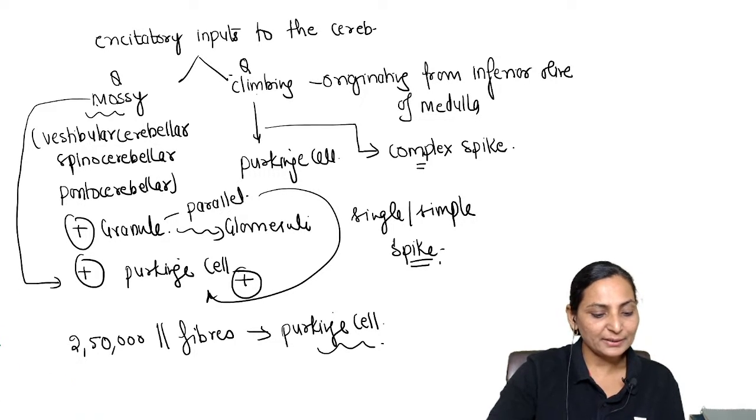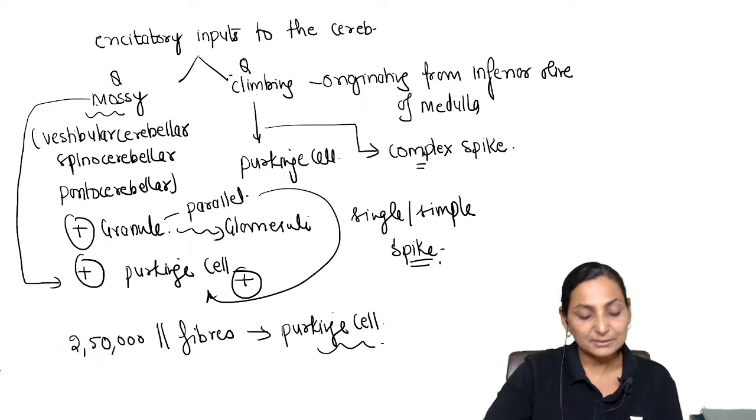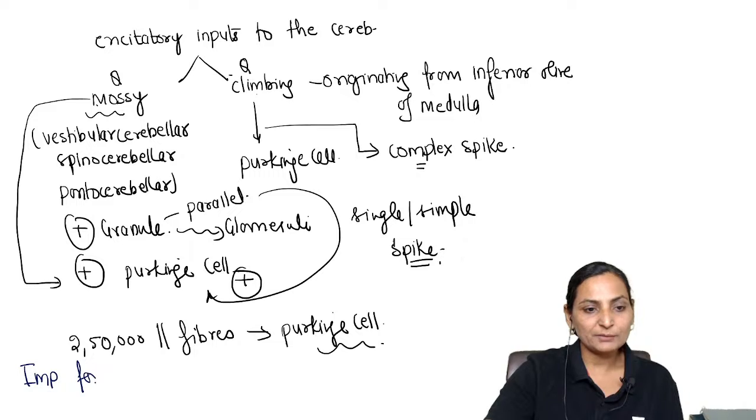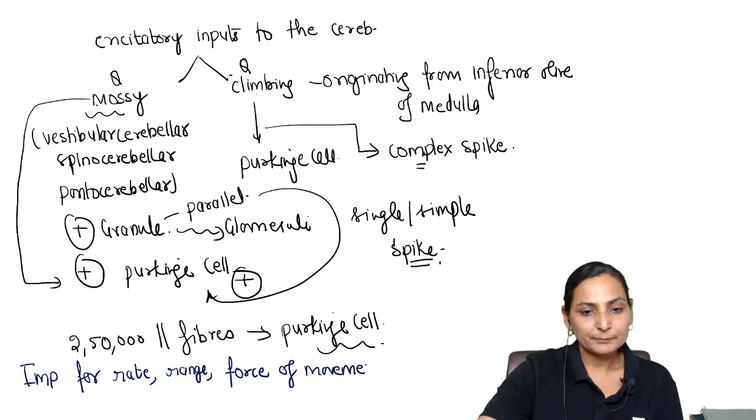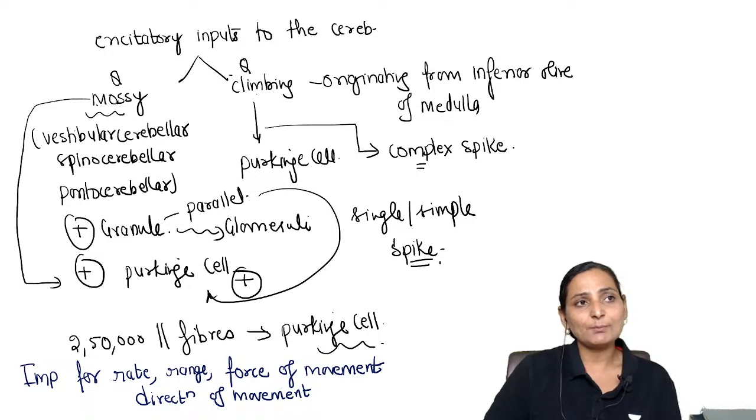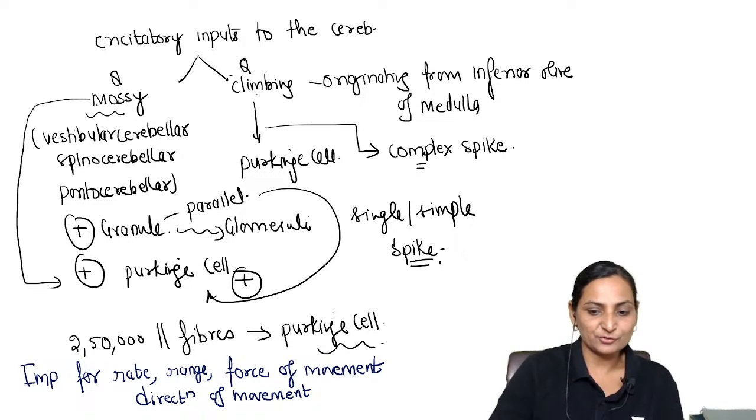The advantage is that these types of inputs, which are inhibitory, are responsible for a very important role of the cerebellum. We know that the cerebellum is important for the rate, range, force, and direction of movement, that is, the proper synergism between the agonist and the antagonist. So this is the most important role of the complex cerebellar circuitry.